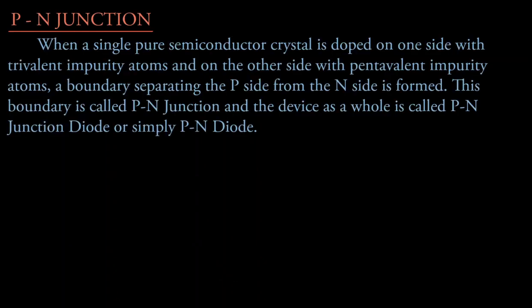Got it? So what is a p-n junction? Basically, when a pure semiconductor crystal is doped on one side with trivalent impurity atoms and on the other side with pentavalent impurity atoms, a boundary separating the p side from the n side is formed. This boundary is called p-n junction, and the device as a whole is called a p-n junction diode, or simply p-n diode. Okay?